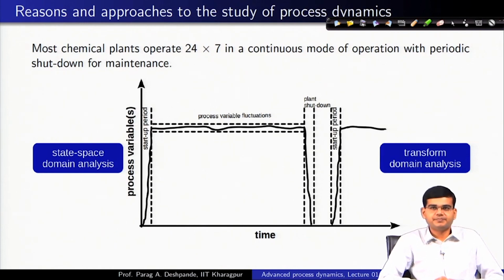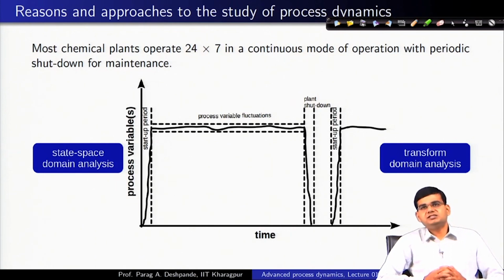dynamical systems. As I made a mention during the beginning of the lecture, there are basically two broader ways of analysis. One is called the state space domain analysis, the other one is called the transform domain analysis. So, when do we do state space domain analysis and when do we do transform domain analysis?